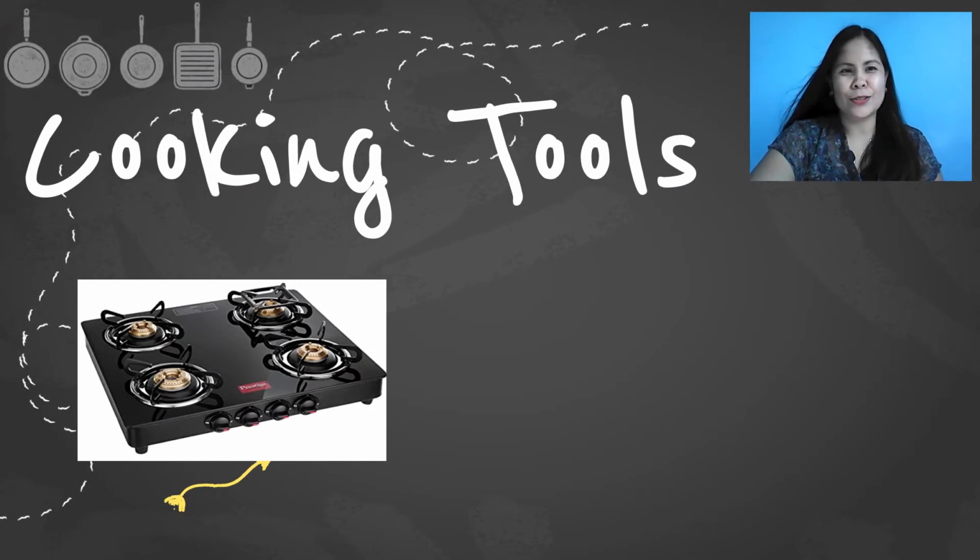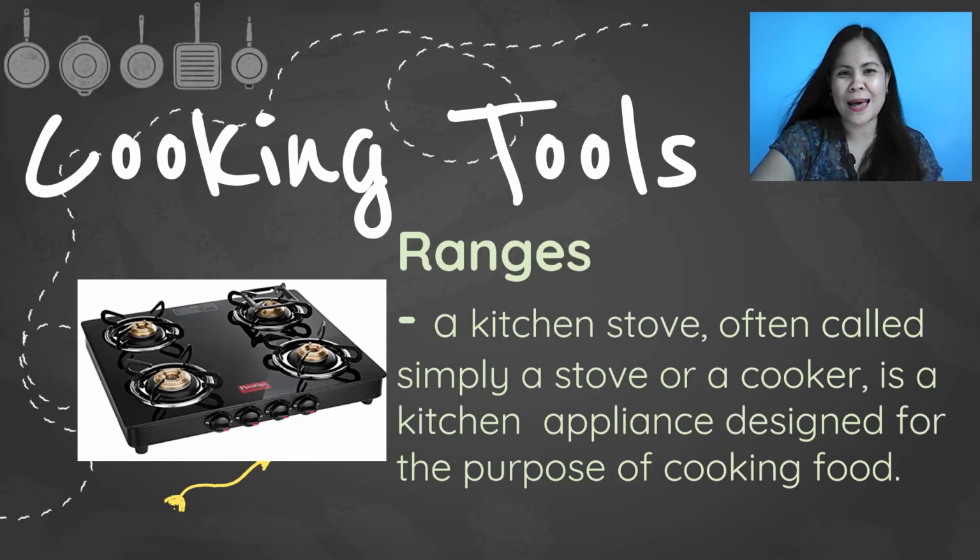Another classification or category of kitchen tools are cooking tools. And under cooking tools, we have ranges. These are kitchen stove, often called simply a stove or a cooker. It is a kitchen appliance designed for the purpose of cooking food. It is an apparatus for cooking or heating that operates by burning fuel or using electricity. Kitchen stoves rely on the application of direct heat for the cooking process and may also contain an oven used for baking.